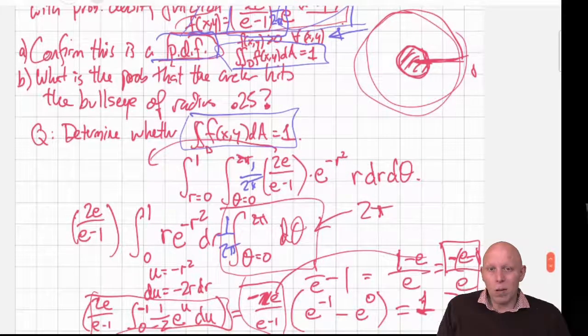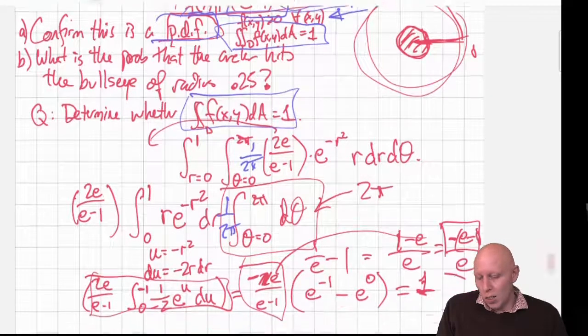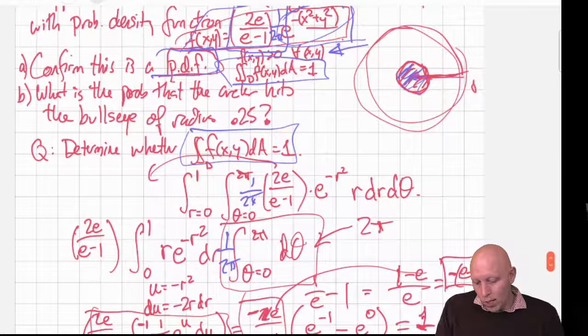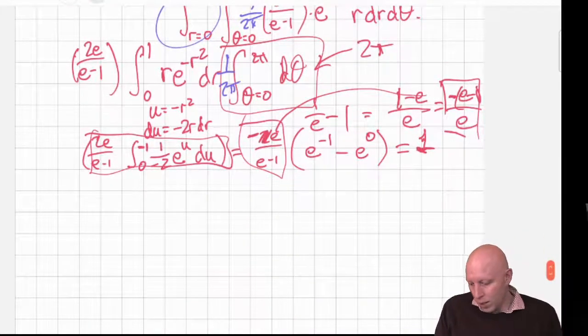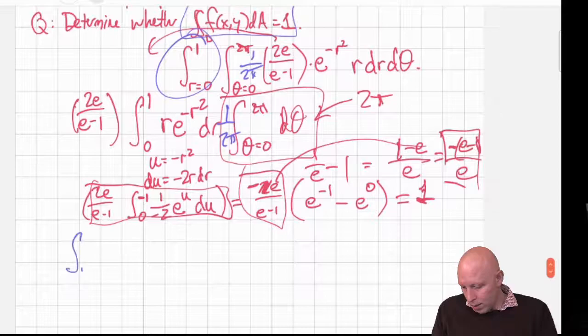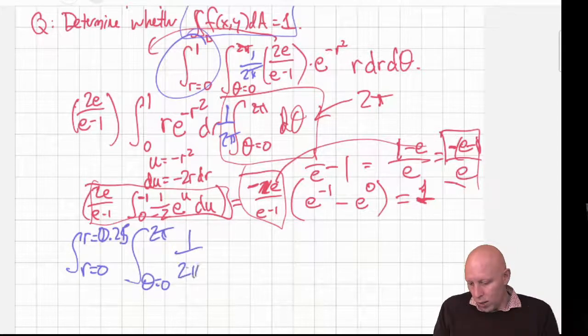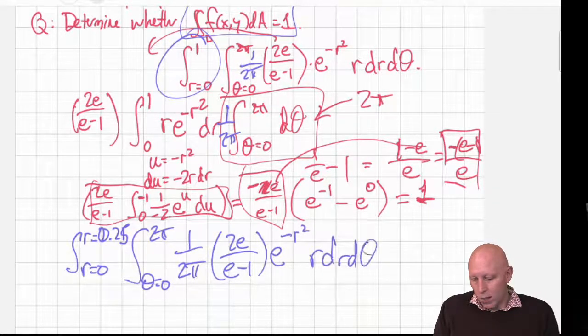And now we want to figure out what the probability is that the archer hits the bullseye. Well, that is what happens when instead of integrating from 0 to 1, we integrate from 0 to 0.25. So let's set that up. We want to integrate from r equals 0 to r equals 0.25, integral from theta equals 0 to 2 pi of 1 over 2 pi, 2e over e minus 1, e to the minus r squared, r dr d theta.